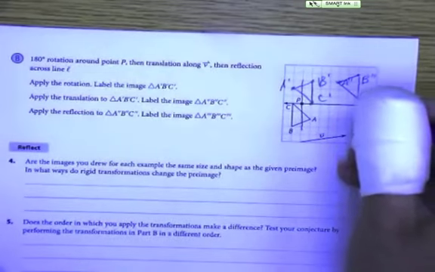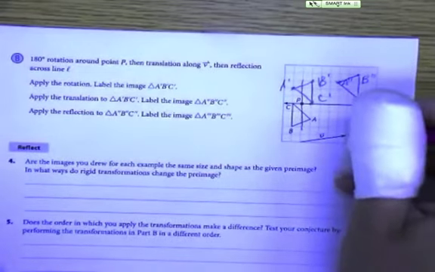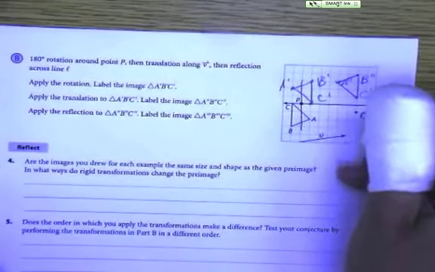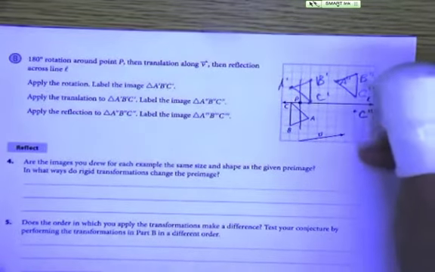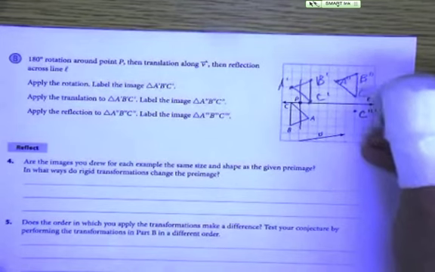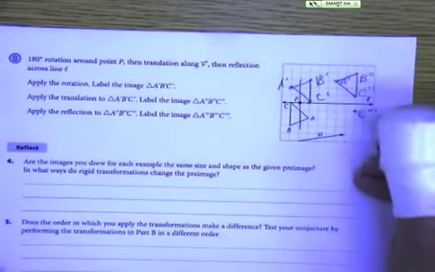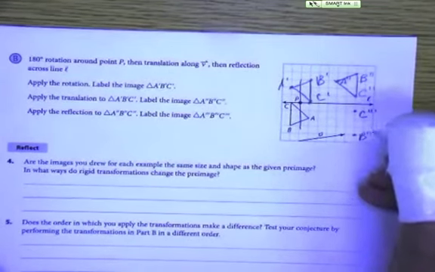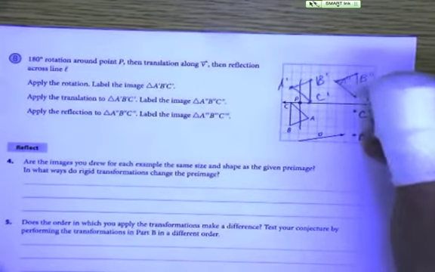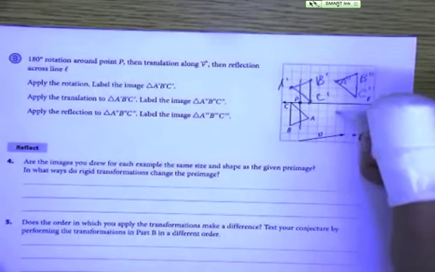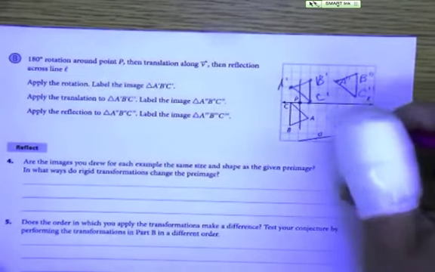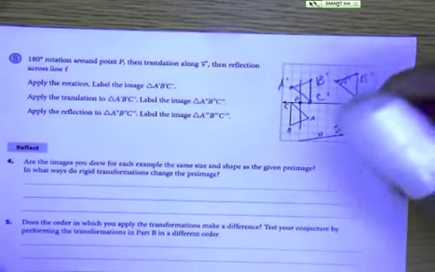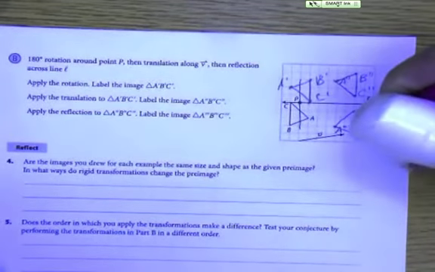And then finally, I'm going to take this triangle and reflect it over this line. So since C double prime is one space above it, C triple prime will be one space below it. B double prime is 1, 2, 3, 4 spaces above it, so B triple prime will be 1, 2, 3, 4 spaces below. Here's A double prime. It is 1, 2, 3 spaces above. So 1, 2, 3 spaces below. There is A triple prime.